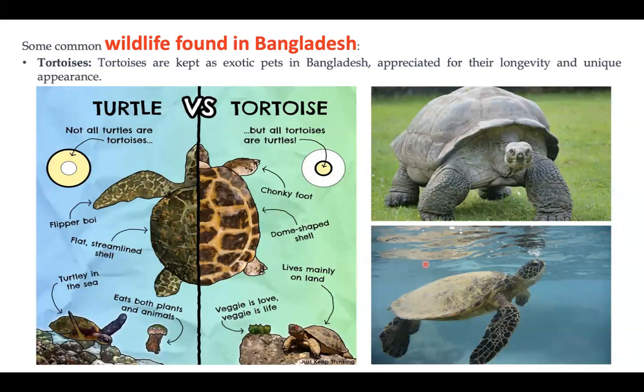And their habitat is also different. The tortoise mostly lives in land areas, and the turtle lives in water bodies. Their feeding is also different: turtles eat both plants and animals, but tortoises only live on plants.